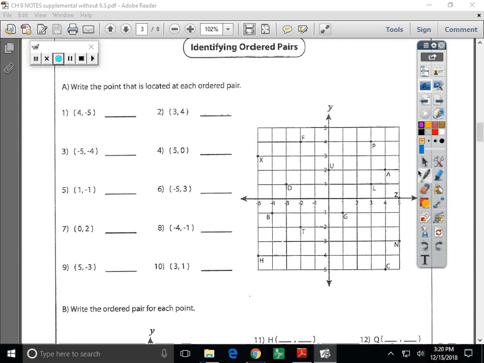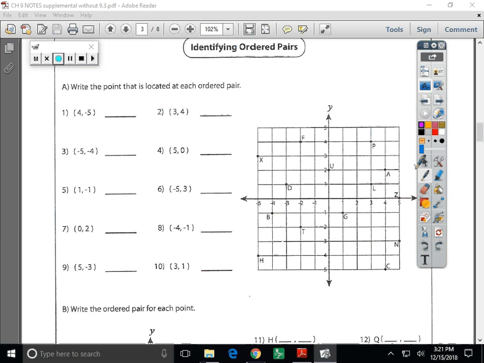Here we are on the next page of our notes. And this is actually kind of a supplemental notes packet. I found some really great examples online that I was able to copy into our notes, and that's what we're looking at here. So you should be on page 2 with me where it says, let's identify some ordered pairs.